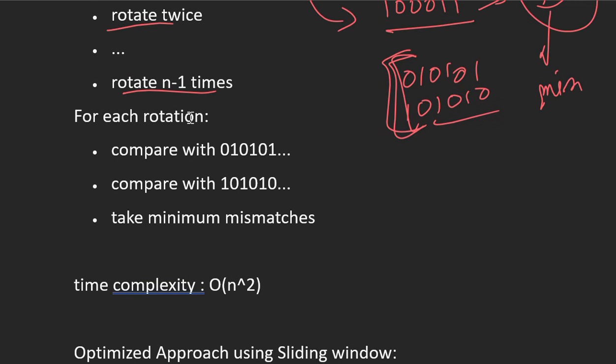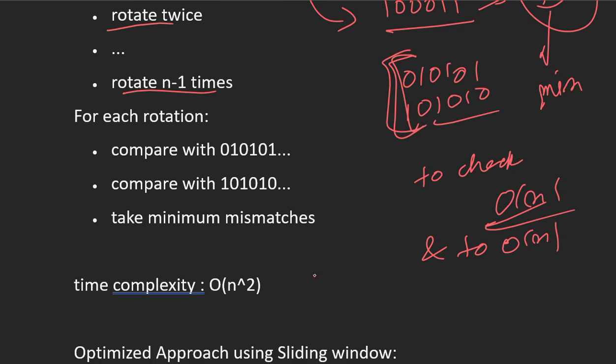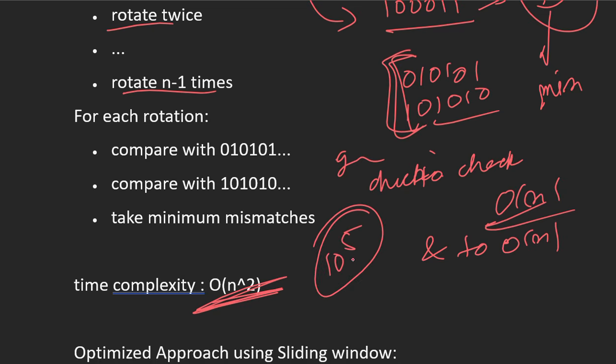But if you have noticed, what will be the time complexity of this approach? The time complexity to check is big O of n, right? And to generate all rotations, again big O of n. So total time complexity is big O of n square, because we generate a rotation and then check it, so n into n, big O of n square. But the string length is up to 10 to the power 5, so this approach won't work.